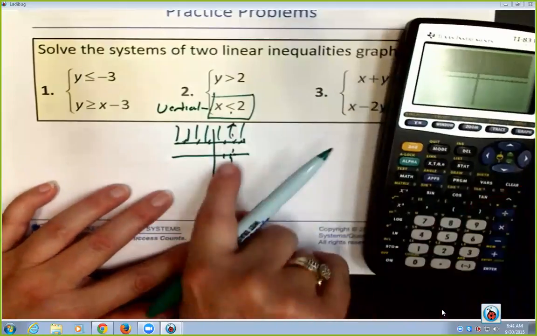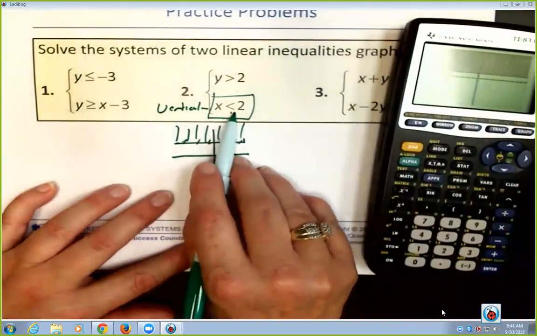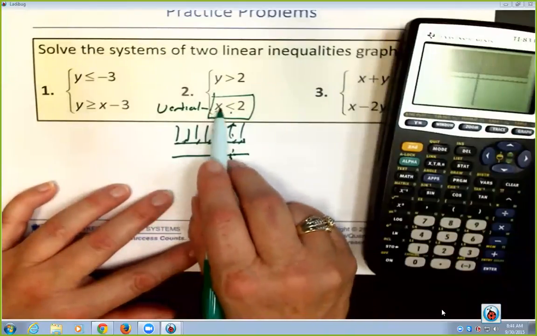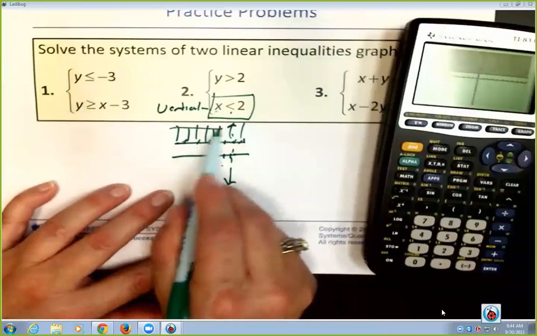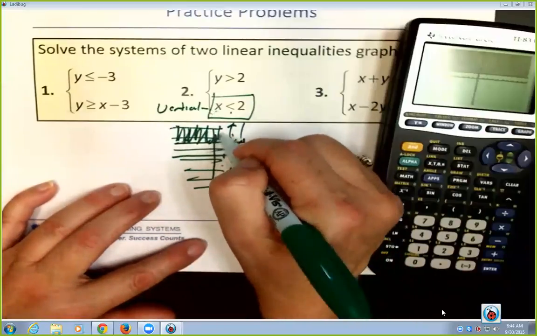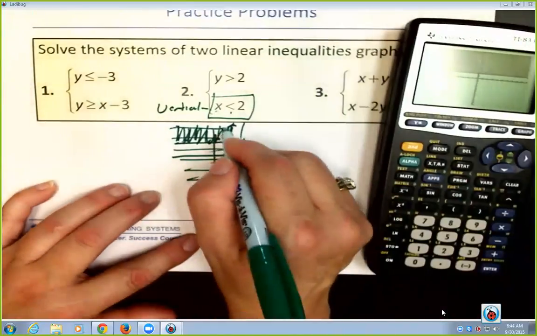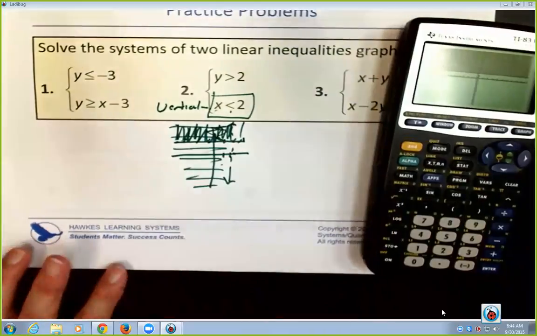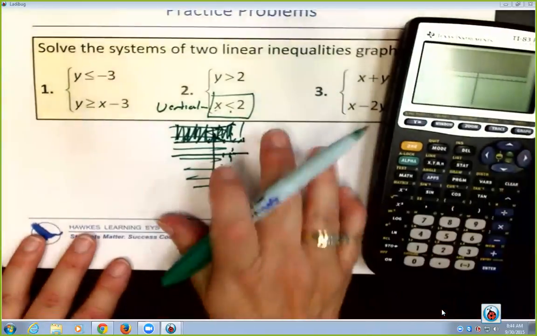So if I shade this part, the shaded piece is going to be below the line, or if I put 0 in, 0 is less than 2, so I want to shade this side. So my answer is right in here. So that's the location of what my answer would be. So just be aware that when you've got x's involved, you can't always graph those.